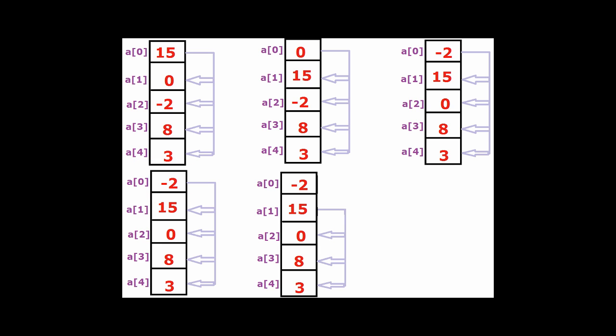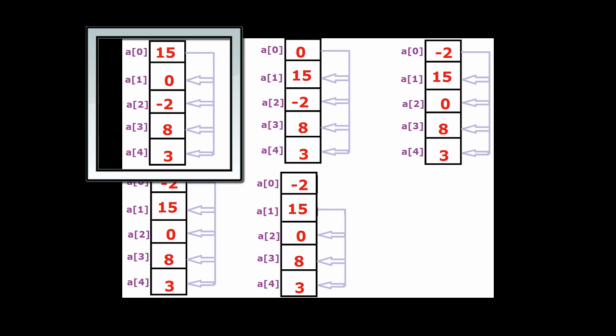Next, compare A[0] with A[4]. Minus 2 is less than 3, so leave that off. Now the first iteration is complete. So leave off A[0] and now start with A[1] and compare A[1] with A[2], A[3] and A[4].